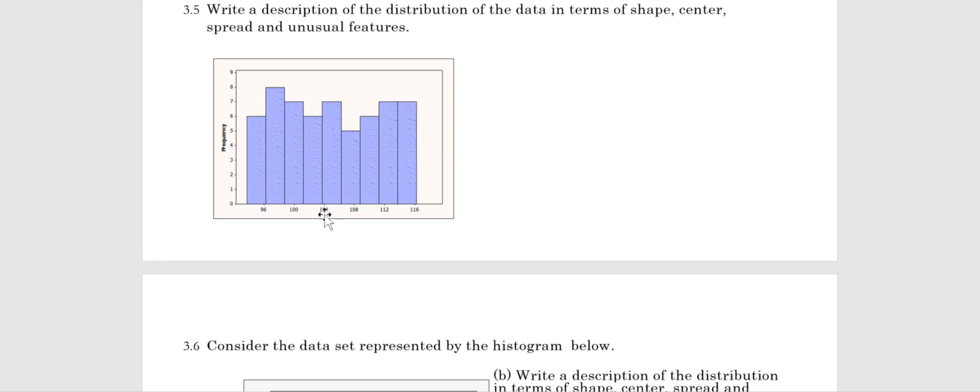So the center looks to be about at 104, 105 maybe. Yeah, that looks about dead center. My spread, pretty much everything's in this range. I'm going to call it 20. That's about what it is. I'm using the range this time instead of standard deviation for fun. If you wanted to actually calculate it, you'd do 116 minus 94 and come up with 22.